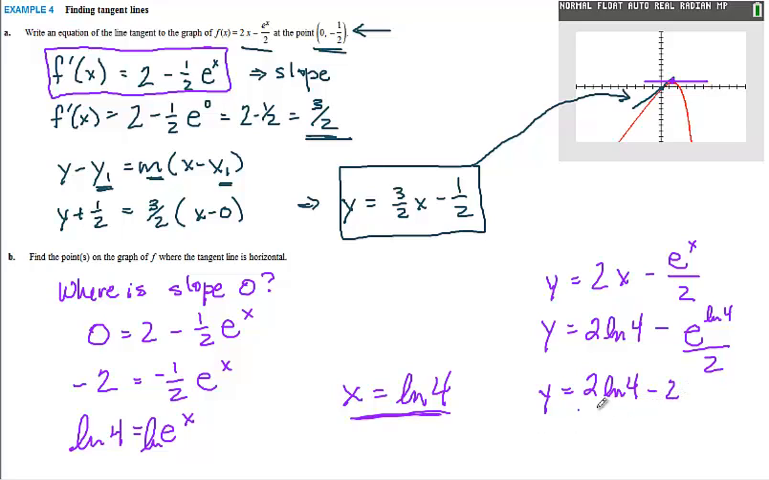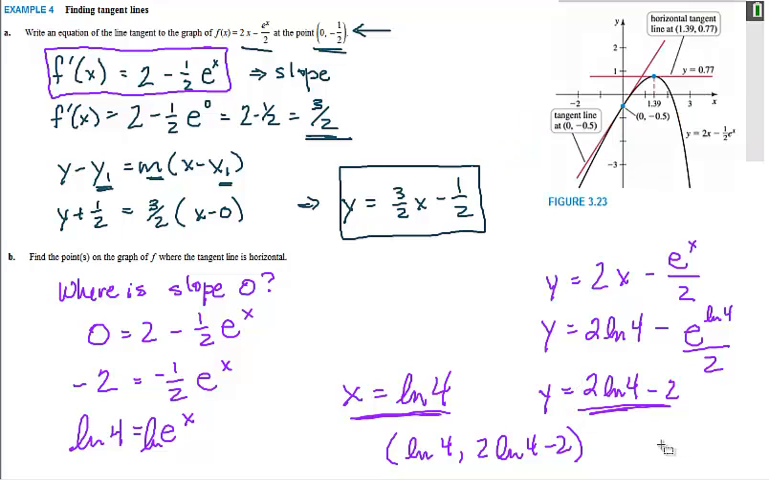And then that's my y value, so the point would look like natural log of 4, 2 natural log of 4 minus 2. There's the point. And I could crunch those numbers and get an approximate decimal value. Just wanted to show you their graph because they actually did that. Here's our answer here, and they actually crunched the numbers, and if you do the natural log of 4 you'll get 1.39, and the y value at 2 times natural log of 4 minus 2 would be 0.77.